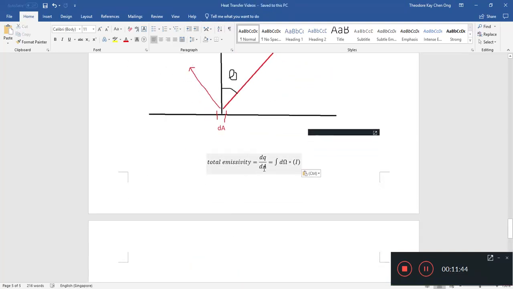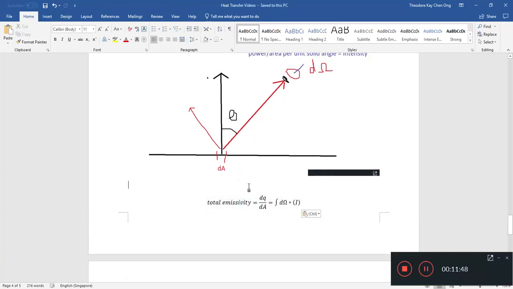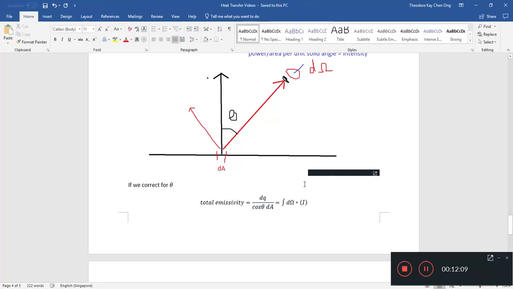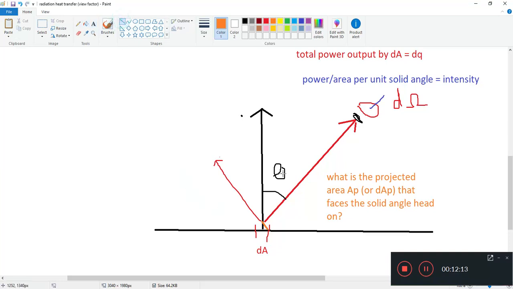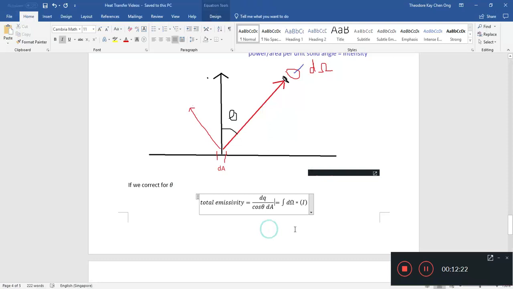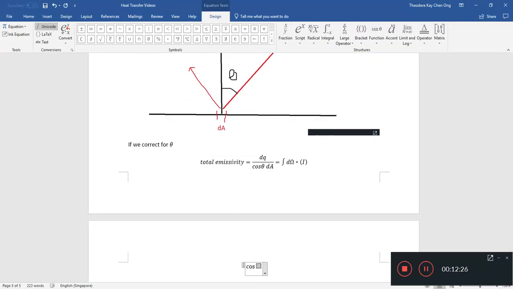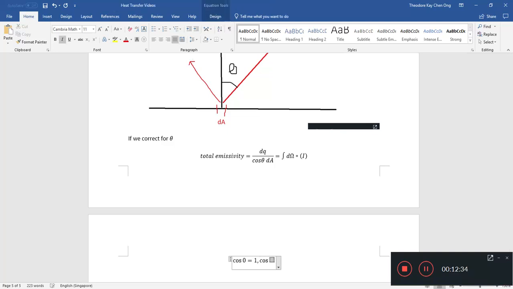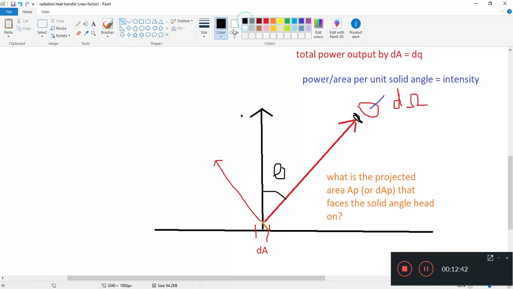So our total emissivity is as such, but if we correct for angle theta, we have to put an additional cos theta at the bottom. Alright, why? Well, if we consider this is the area A, we are facing up. So cos theta, we can think of it very simply. Cos 0 equals 1. Cos of pi by 2 equals 0. So we can think of it like this, just the intuition.